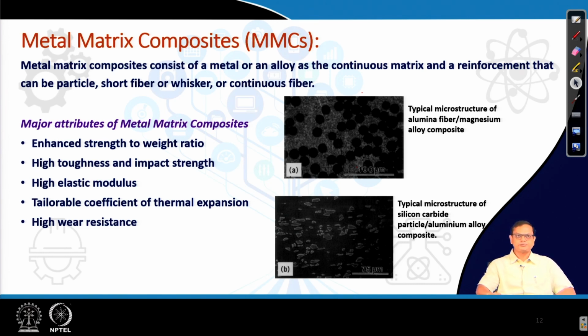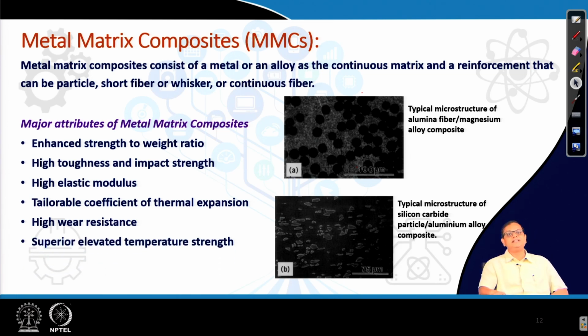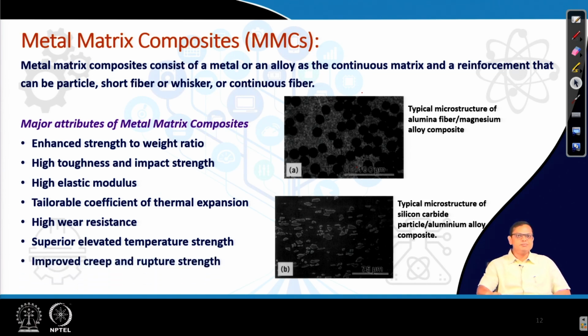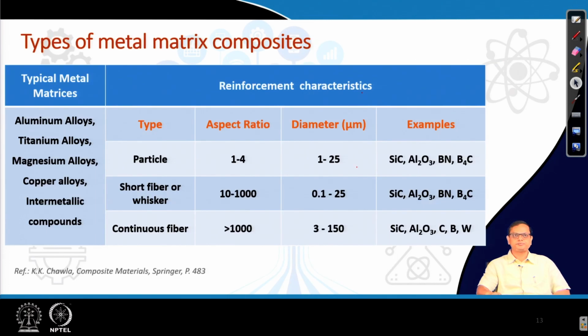All right. And again, obviously the elevated temperature strength or high temperature strength is a major problem for metal materials. Now you can actually improve the high temperature strength of metals or alloys by reinforcing them with second phases. Okay. The same thing, improved creep and rupture strength.